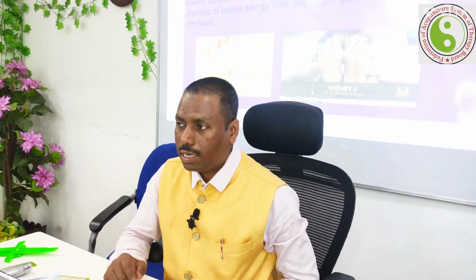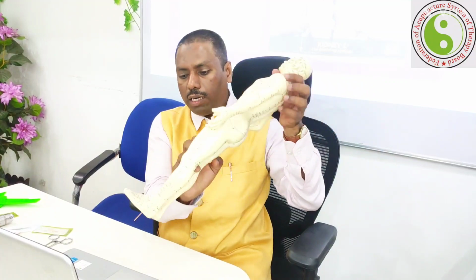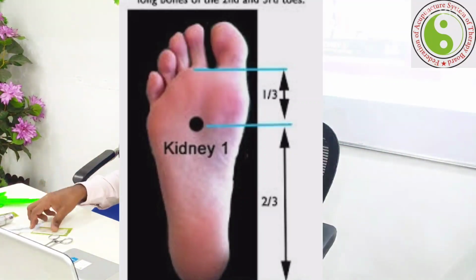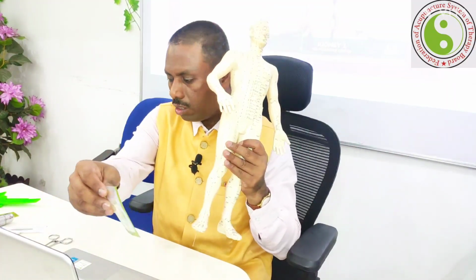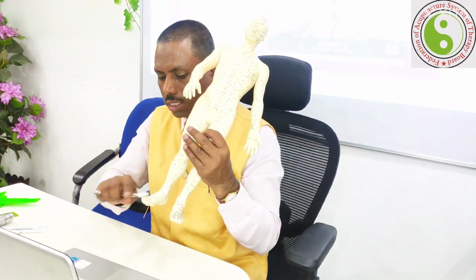Now what are the indications for which it is recommended? This particular point is known as the first point of the kidney, but according to Dr. Wolz, this point is not kidney 1. The point of Kidney 1 is this point. Show me, give me one more needle. I will show you which is the K1 point. This is as per TCM.